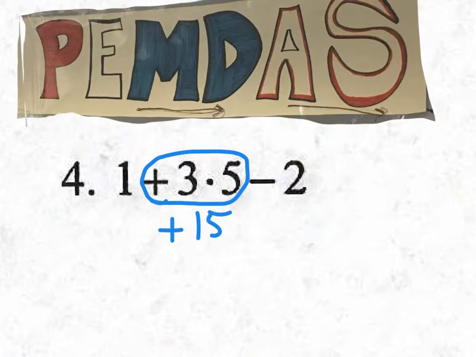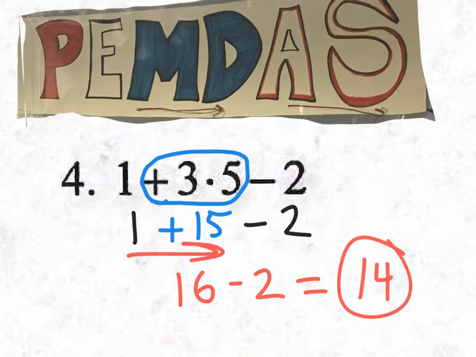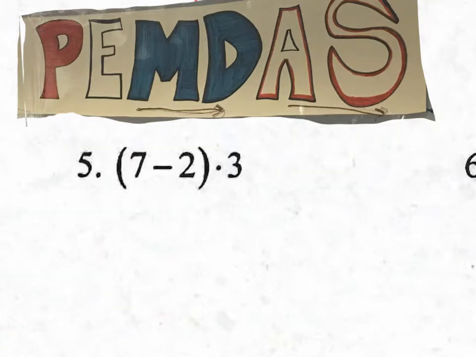Positive 15. And then I'm going to bring down the rest, bring down the 1, bring down the minus, bring down the 2. And now I have addition and subtraction. I'm going to go from left to right. So 1 plus 15, that's 16. 16 minus 2 equals 14. Done.